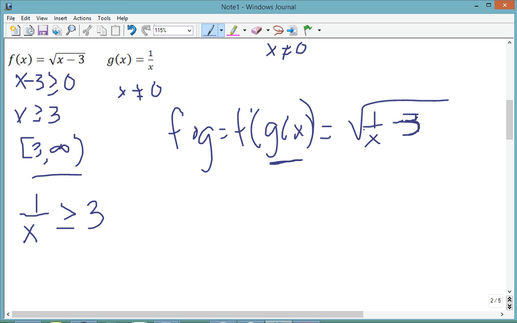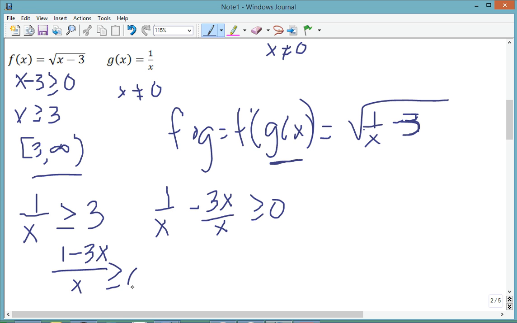Well, we did exactly these kind of problems in 1.6. We take 1 over x minus 3 is greater than or equal to 0, right? And I'll change this to have a common denominator. So I have 1 minus 3x over x greater than or equal to 0. I'll look at a number line, and the bottom would be at 0. And we would not include that because we never include the bottom. And the top, if I set that equal to 0, it would be 1/3.